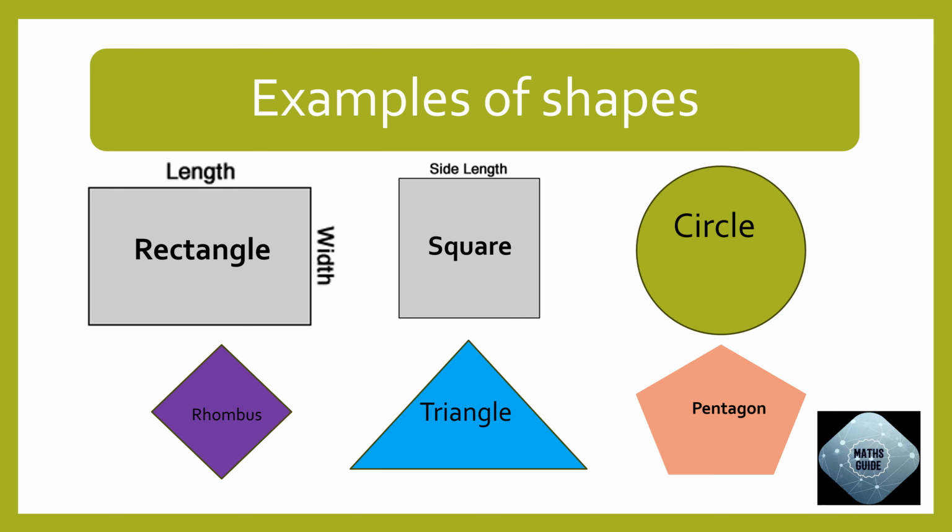Here are some examples of shapes which are formed with these horizontal, vertical, curved or diagonal lines. For example, here squares and rectangles are formed with horizontal and vertical lines. A circle is formed with a curved line. Rhombus and triangle are also formed with straight, diagonal, horizontal or vertical lines.